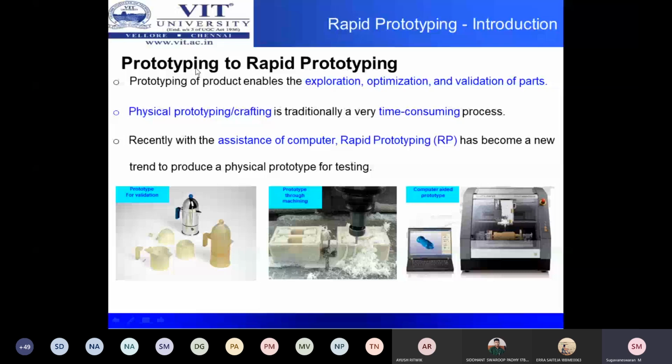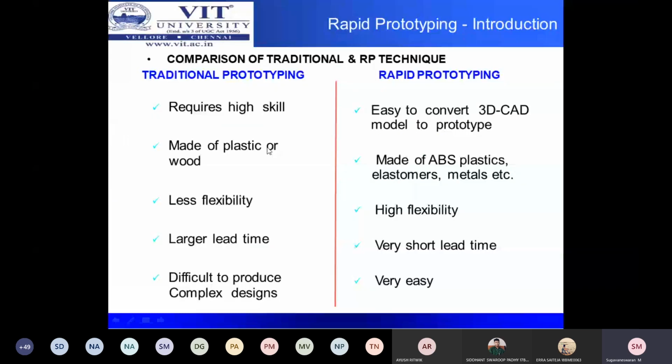Now, what will be the pros and cons of traditional prototyping and rapid prototyping? Prototyping using manpower, that is traditional prototyping. Prototyping by using computer assistance, that is rapid prototyping. Could you be able to see this slide, the difference between traditional prototyping and rapid prototyping?